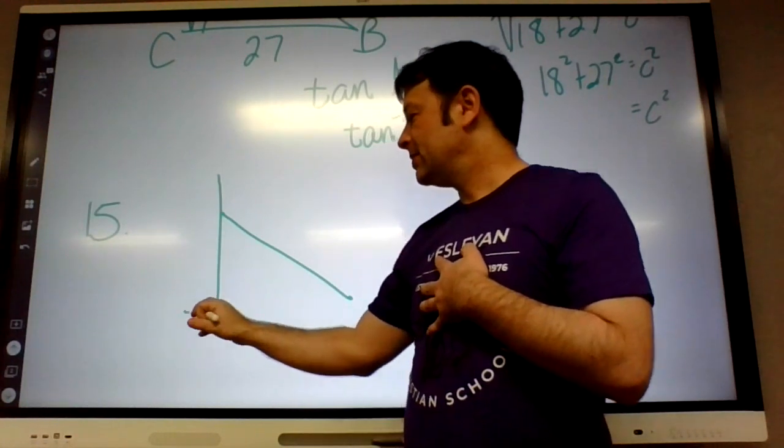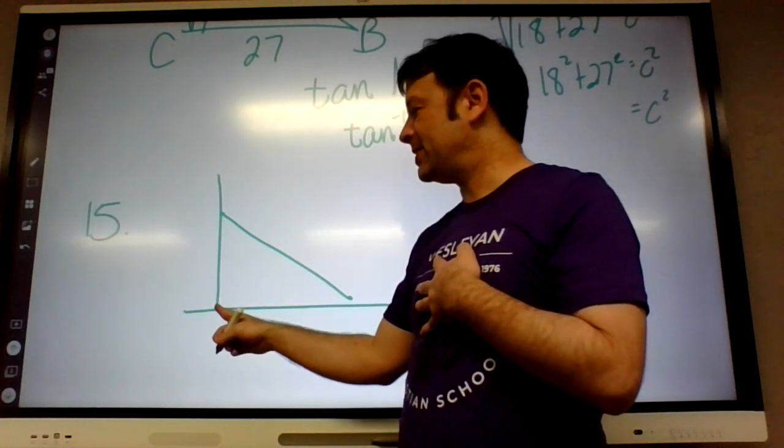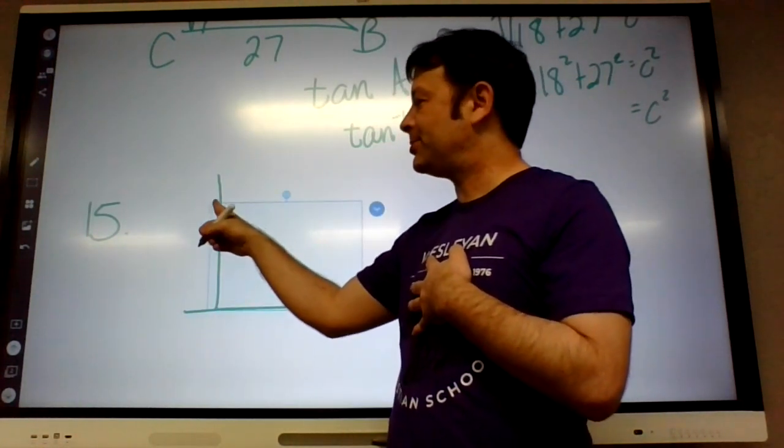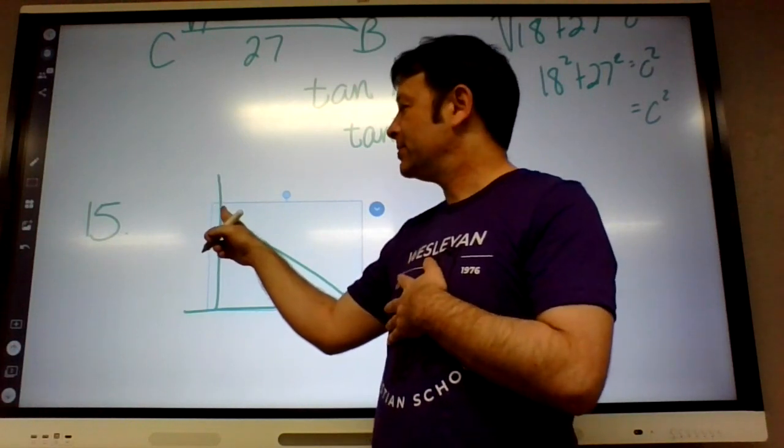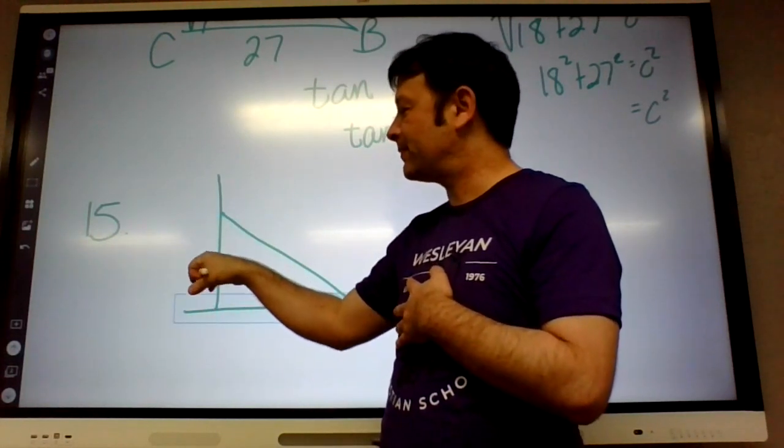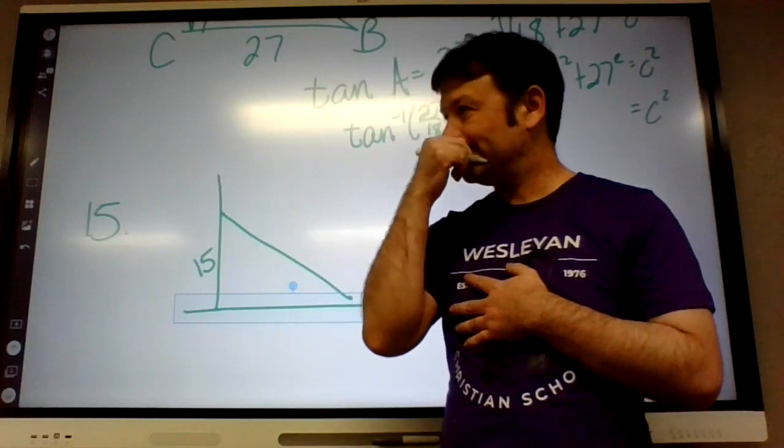Yeah, so that's the base. The support wire is attached to the antenna 15 feet from the antenna's base. That's kind of the key word. So this is the 15 feet. I get it. There you go.